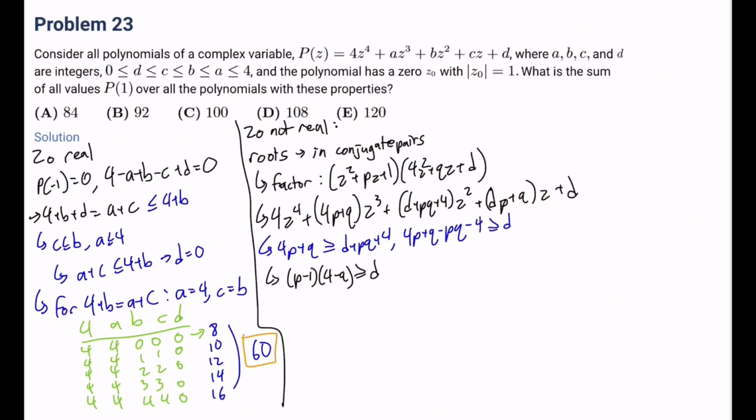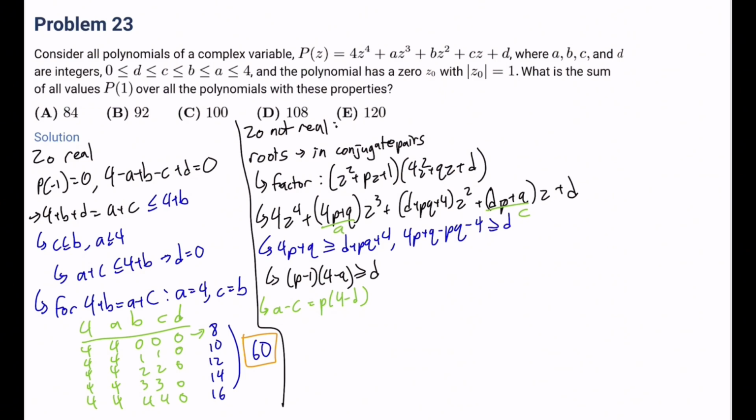And also, if we look at these two, they look very similar. We know that this is a and this is c. And so we get that a minus c is going to be equal to, these q's are going to cancel, 4p minus dp. And that can be written as p times (4 minus d).